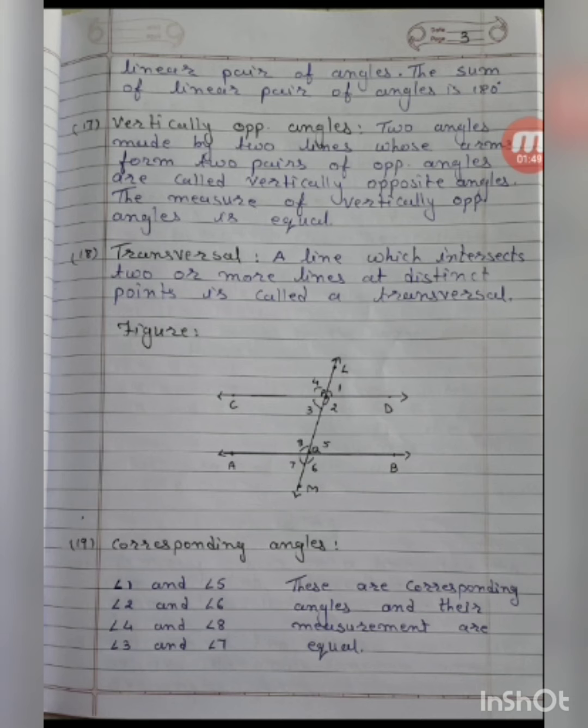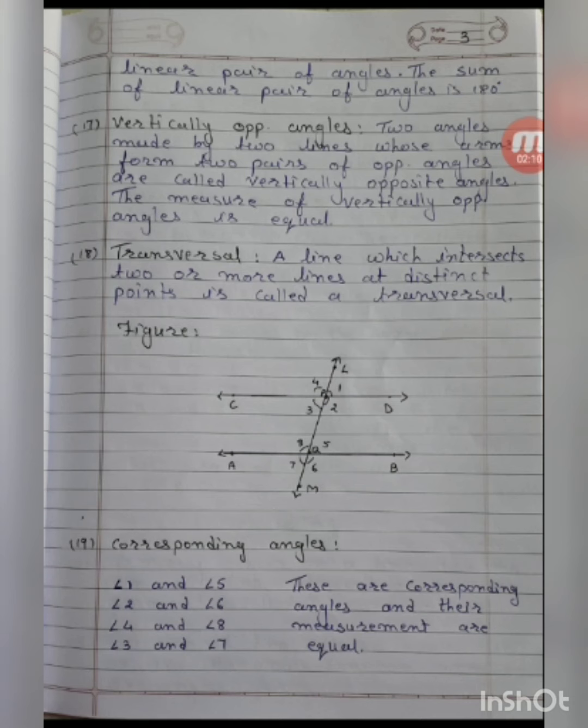Now 18th, transversal. A line which intersects two or more lines at distinct points is called a transversal. Here you draw two lines, and now you see in the figure, I draw AB and CD as two lines and LM is a transversal of AB and CD.